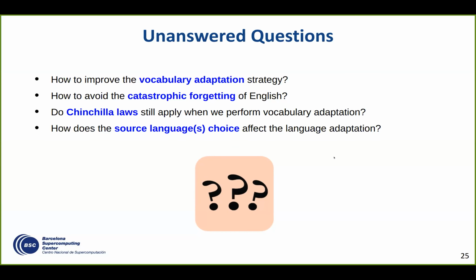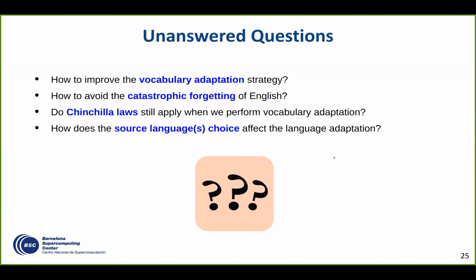We've been collecting some unresolved questions along this presentation. Let's try to recap some of them. The first one is how to improve the vocabulary adaptation technique, especially when it comes to the non-matching tokens. We've seen that we took a naive approach. Could there be a better way to create a suitable lexical embedding for our new vocabulary?